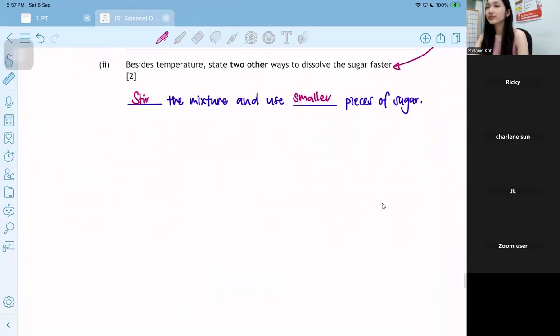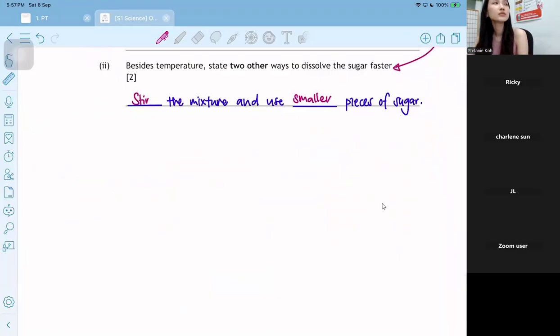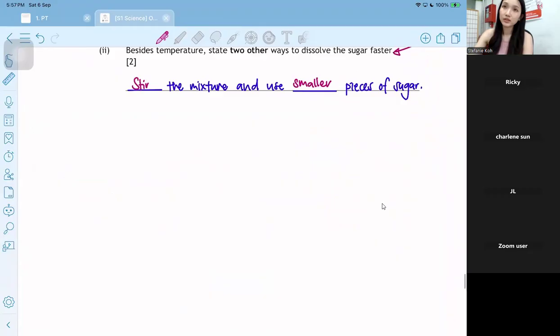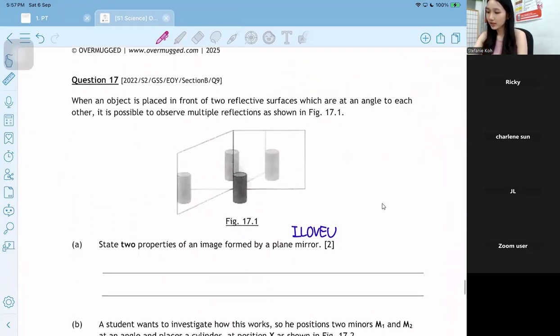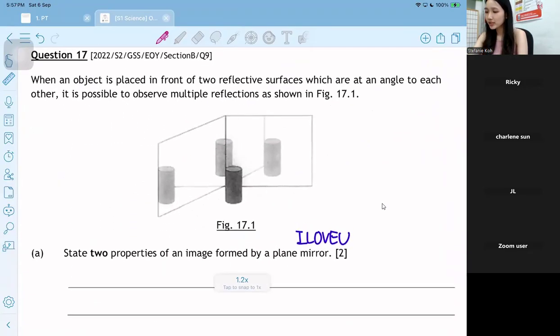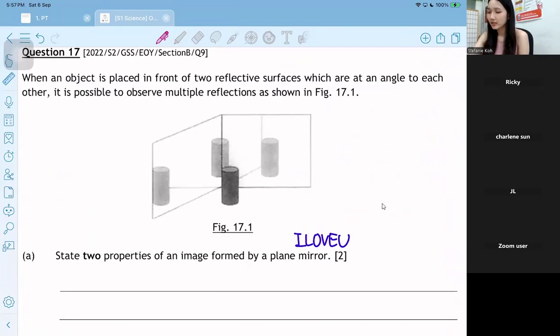Moving on. Okay, move on. Question 17. State 2 properties of plane mirror. So images have all these properties. Just choose 2. Okay, go and fill it on your own.